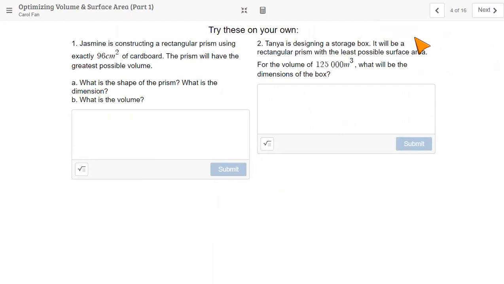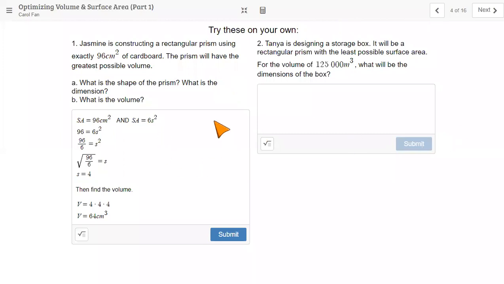Okay, slide number 4, I'm going to pause to let you try this on your own. Okay, so let's take these up. The first one, we had the side length of 4, and so our volume would be 64 centimeters cubed.